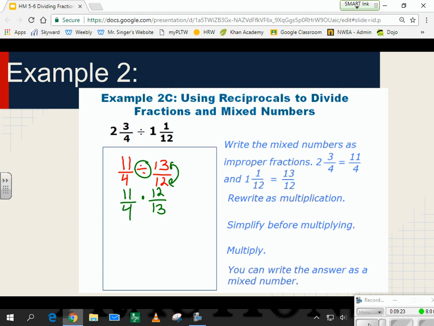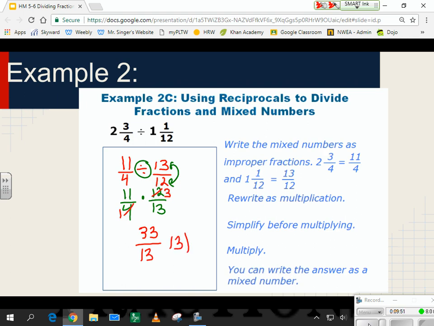Now, let's just solve. First, see if you can simplify. 11 and 13 are both primes, so we can't cross-simplify there. But 4 and 12 we can simplify because you can divide both by 4. 4 divided by 4 is 1. 4 goes into 12 3 times. So 11 times 3 is 33. Well, not 11, 33. And 1 times 13 is 13.